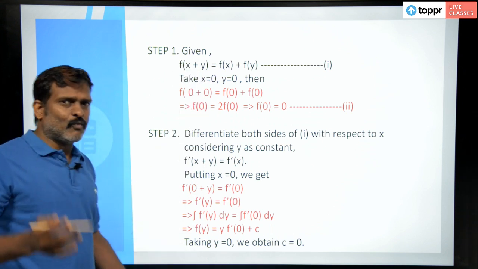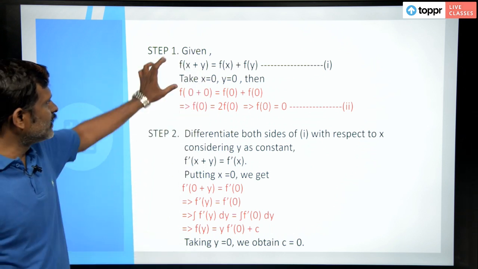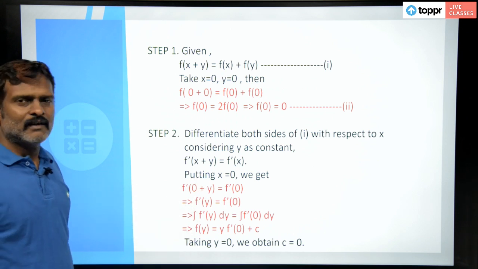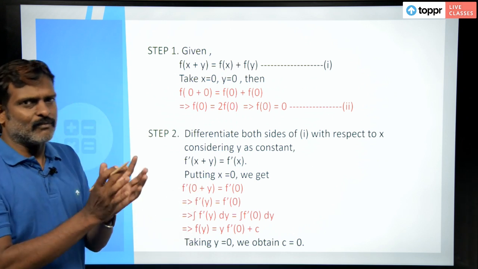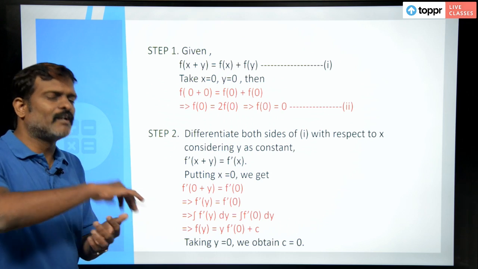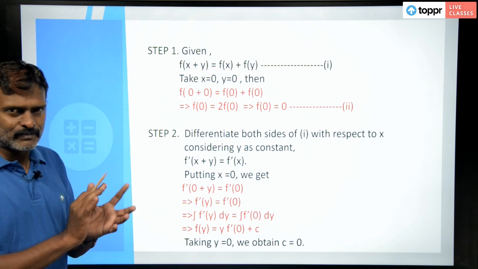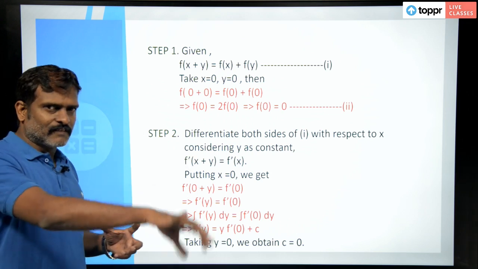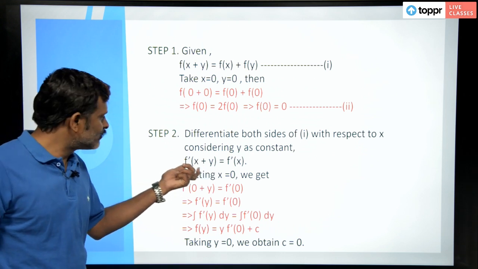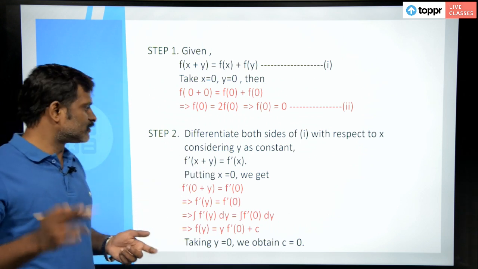I do not know what expression is there inside the function, so I am just writing it as f dash of x plus y. x plus y is a variable for me, like x is a variable and y is a constant. Finally, it is a small expression which is there in the function. So, I am differentiating it. So, f dash of x plus y.